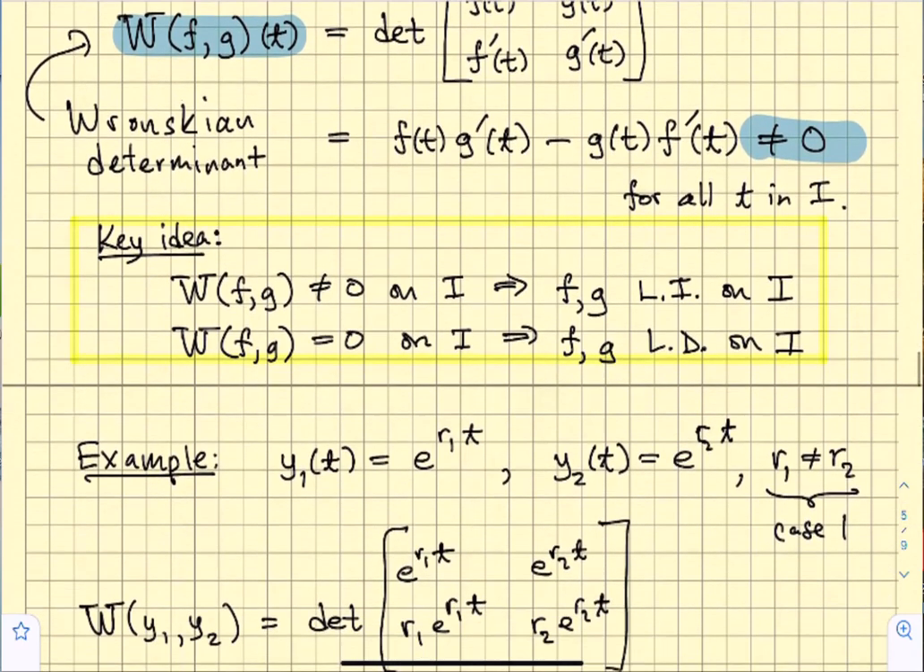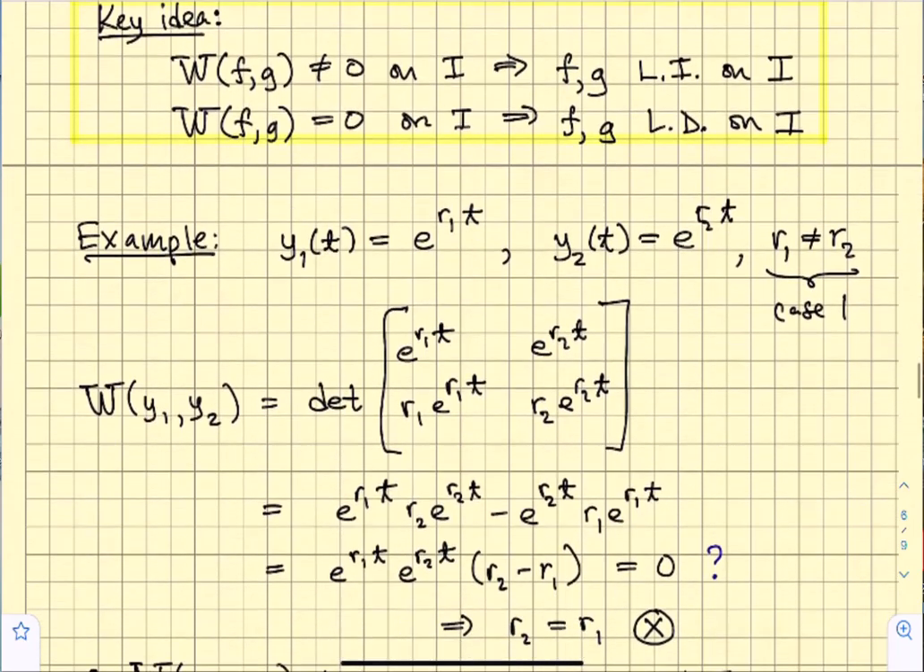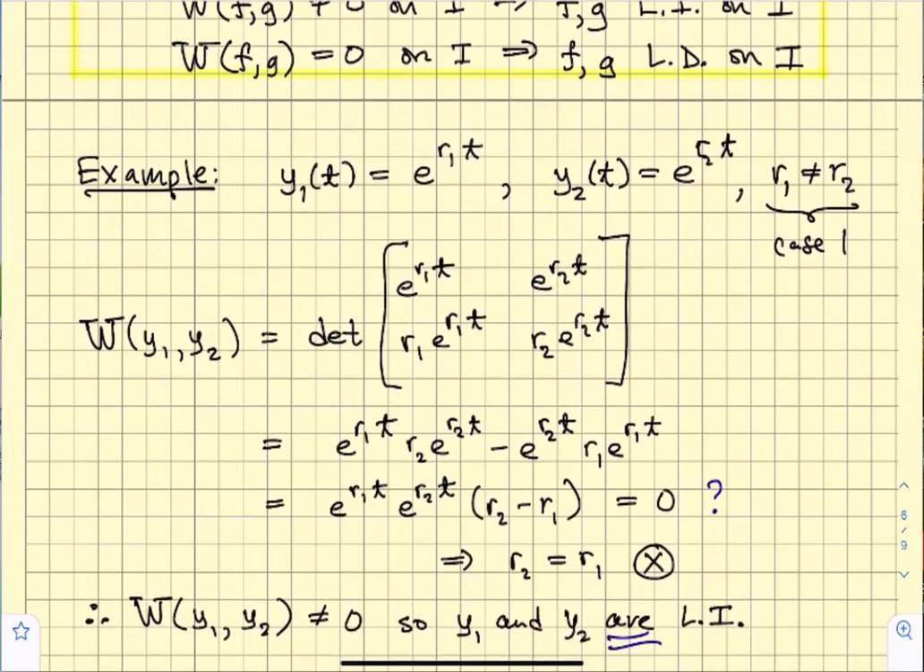Let's take a look at an example. Let's just go back to the same example that we did above. Suppose that we're in case 1 of the characteristic equation. Our y1 is e to the r1t. Our y2 is e to the r2t. Let's suppose that we're in case 1 where r1 and r2 are real and they're distinct. Let's calculate the Wronskian of this y1 and this y2. So that's the determinant of my y1, my y2, my y1 prime, my y2 prime. Then I calculate that determinant.